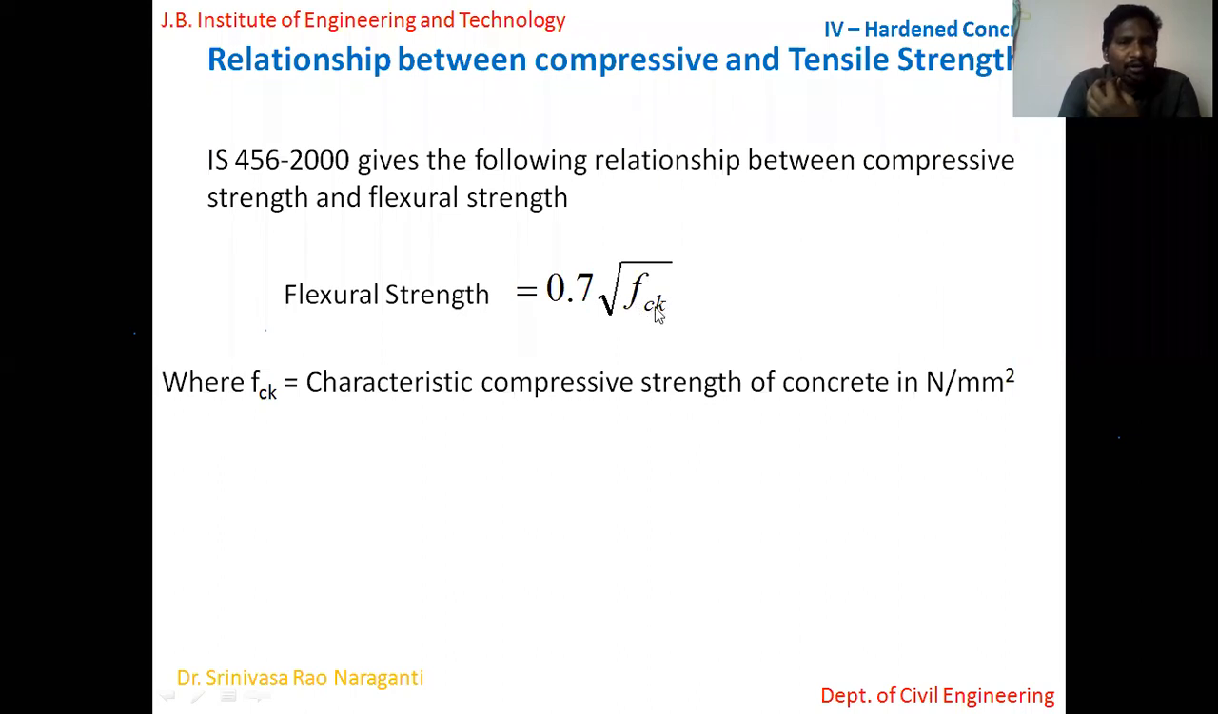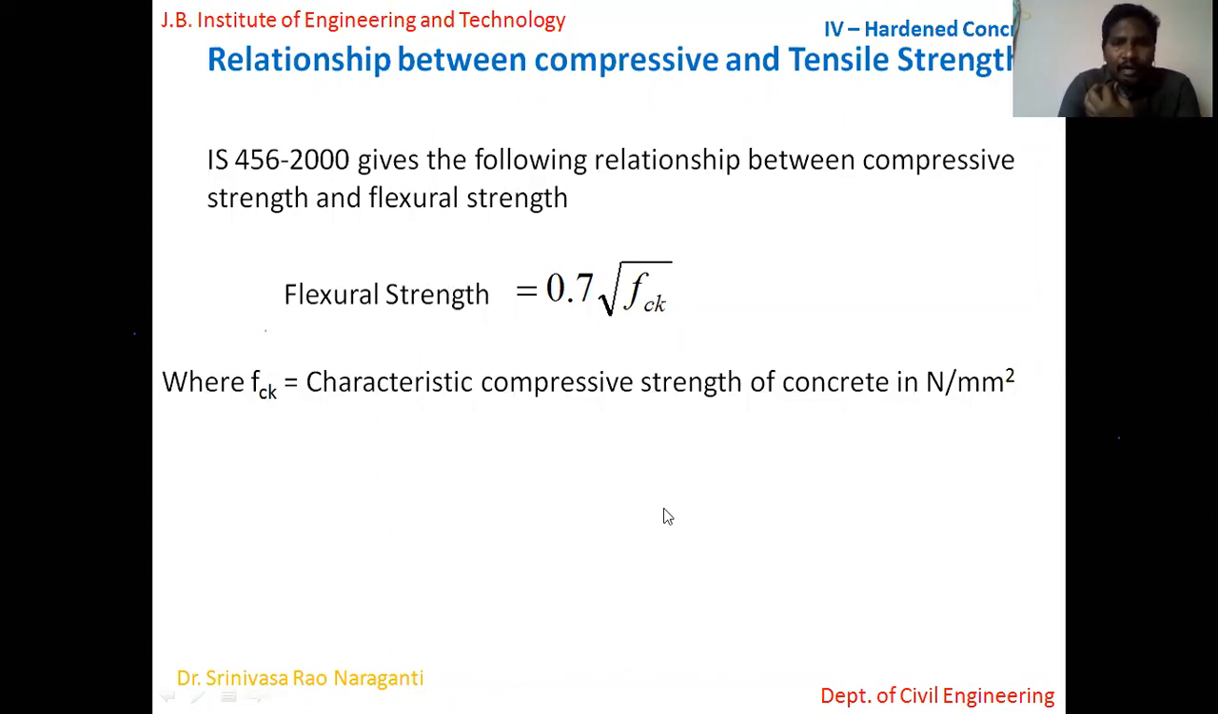I'm sure you're aware of what the characteristic strength of concrete is. It is nothing but the compressive strength of concrete after 28 days of curing. So you cast the concrete specimen, cure it for 28 days, take it out and do the compressive test on the concrete. The value we get is the compressive characteristic strength of concrete. The minimum value we get is the FCK value. Okay, so if you know the characteristic strength of concrete, you will be in a position to find the flexural strength of concrete using this relation. This is what is proposed by IS 456 2000.